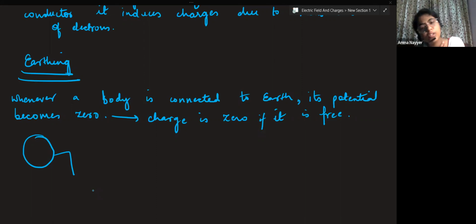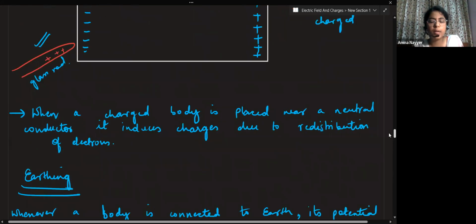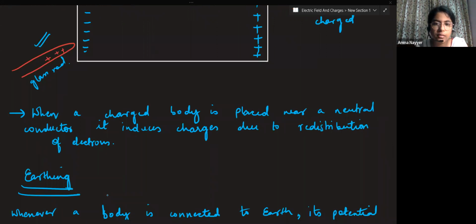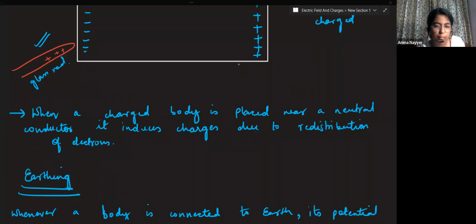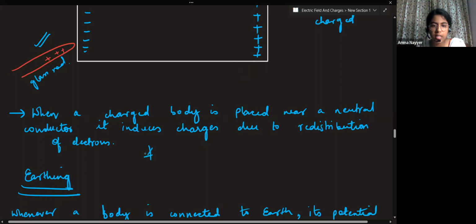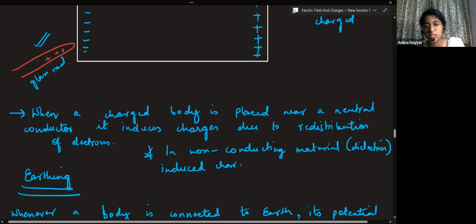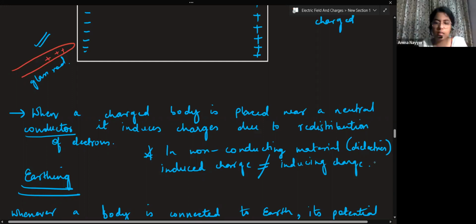Why a neutral conductor instead of a neutral body? You can take a neutral body as well. You're asking regarding induction, Atif, I guess. See, induction is not possible in the case of non-conducting material. You can make a note as well. In non-conducting material, we'll be dealing with dielectrics also. So those are known as dielectrics. In these cases, the induced charge is not equal to the inducing charge. That's why conductor has been specified. All right, Atif? Yes, ma'am. Fine, you can make a note as well.